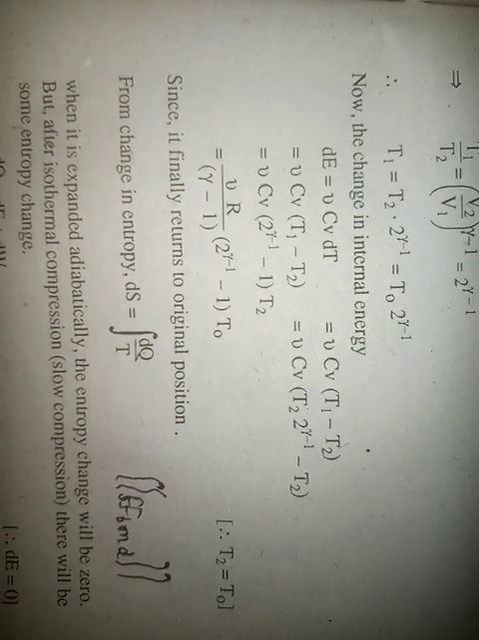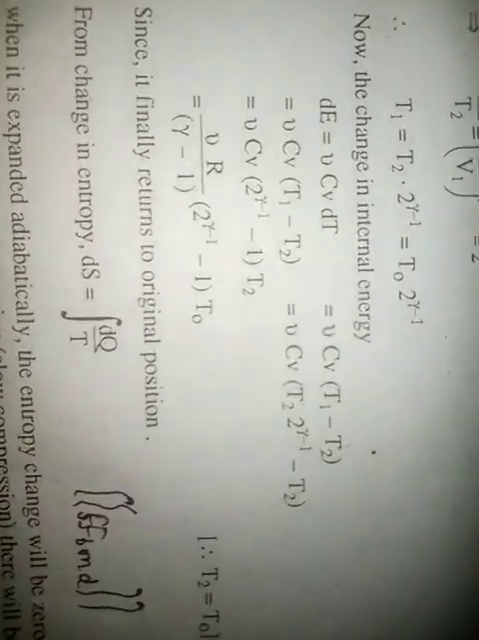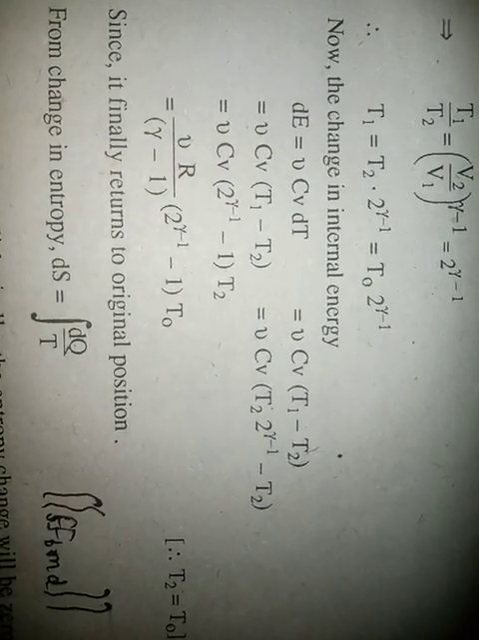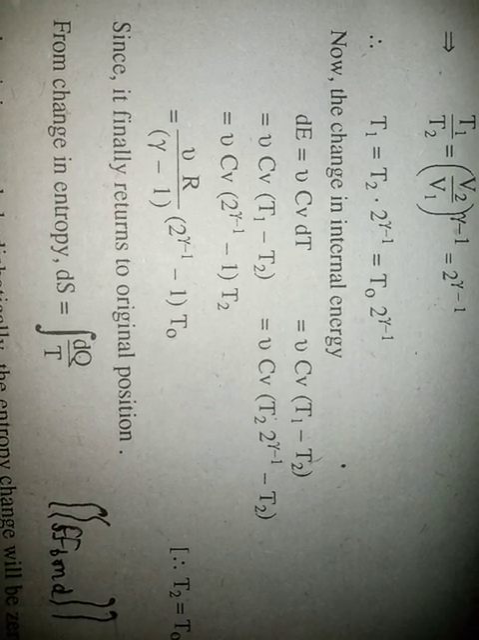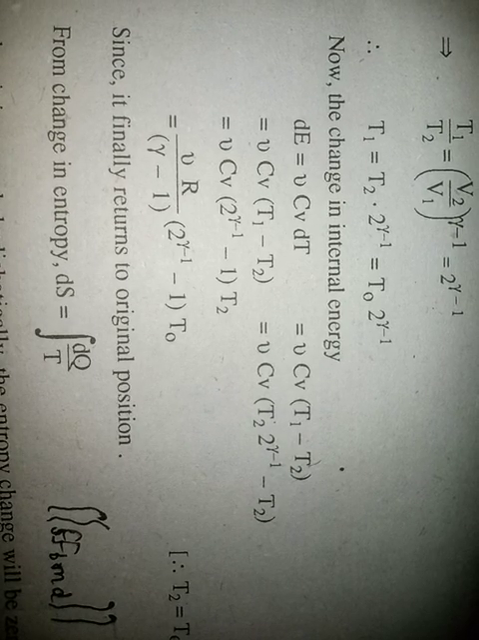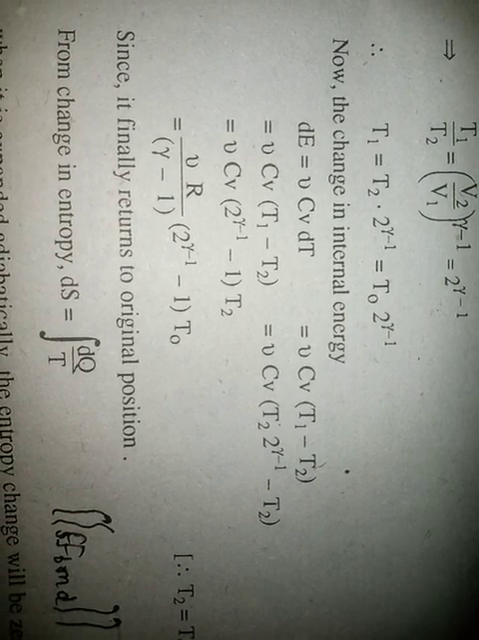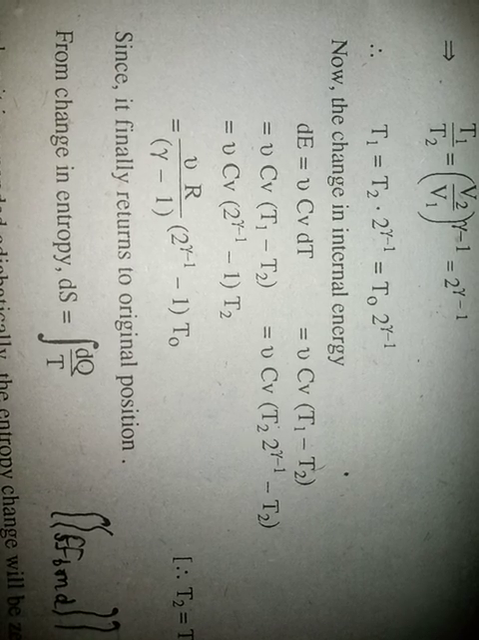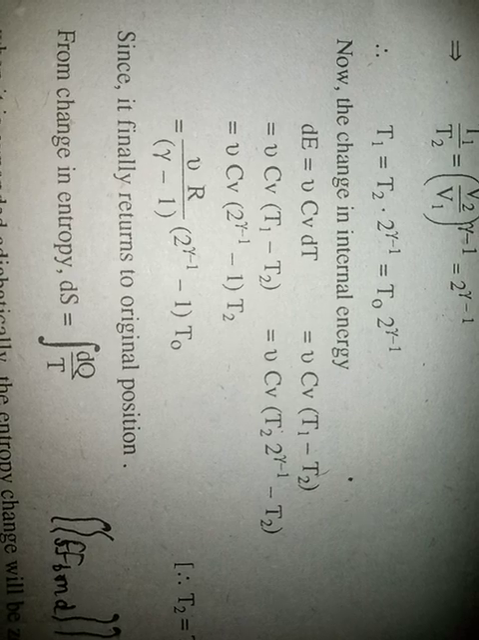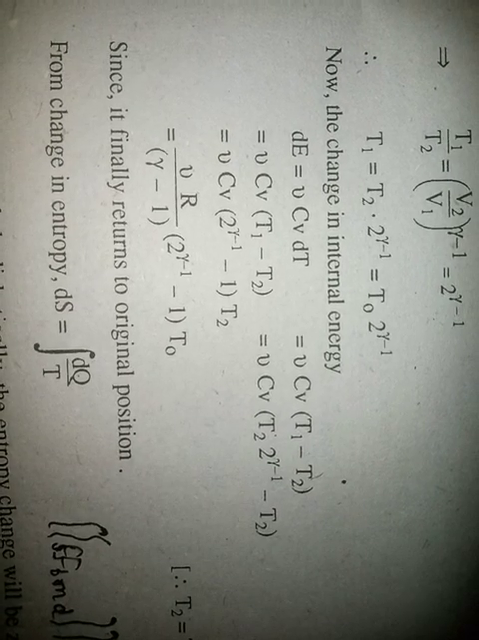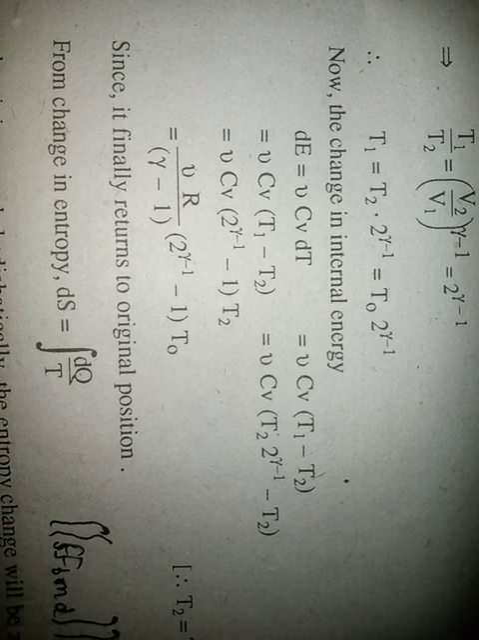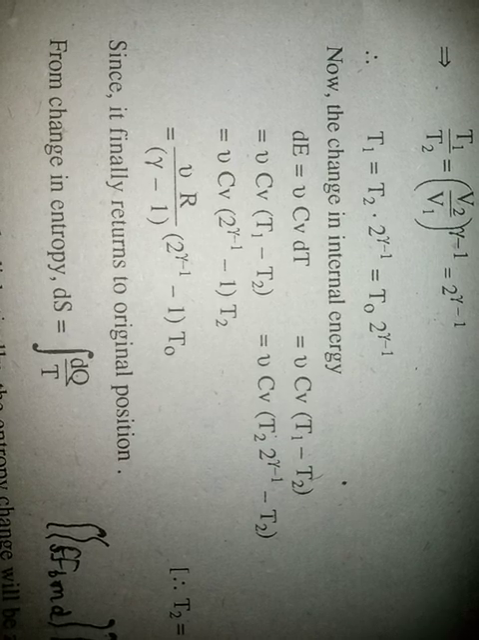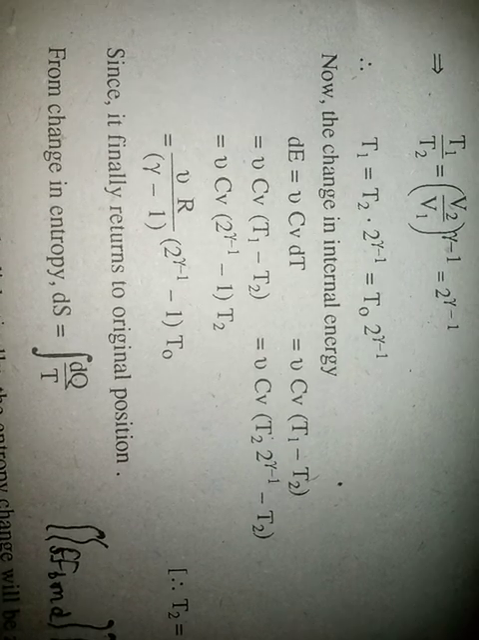Now the change in internal energy dU equals nu Cv dT equals nu Cv (T1 minus T2), equals nu Cv T2 into (2 to the power gamma minus 1 minus 1), equals nu into Cv into (2 to the power gamma minus 1 minus 1) into T2, equals nu R by (gamma minus 1) into (2 to the power gamma minus 1 minus 1) into T0.